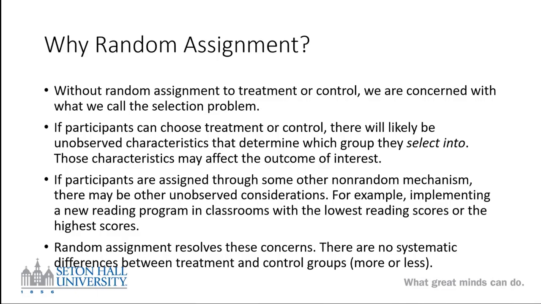The principal might choose which classrooms receive this new reading program. Maybe they choose the classrooms that have the lowest scores as a way to help bring these students up and create a more egalitarian school, right? Maybe they choose the classes with the highest scores because for whatever reason, this principal has a vested interest in this reading program and really wants it to succeed, right? And so these are things outside of the control of the participants that can also still change the results of the experiment, of the RCT, right?